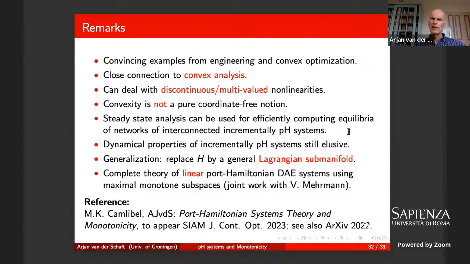Now, something that I did not talk about is that this framework can also be used for computing equilibria of networks of incrementally port Hamiltonian systems. As I was mentioning already, the dynamical properties of incrementally port Hamiltonian systems are still somewhat elusive, so they do not necessarily correspond to incremental passivity. They are a bit different.